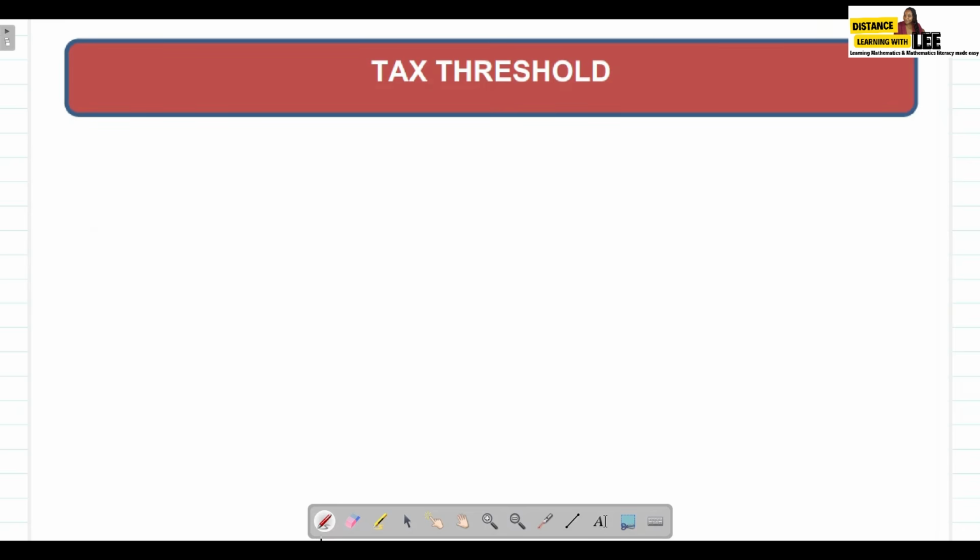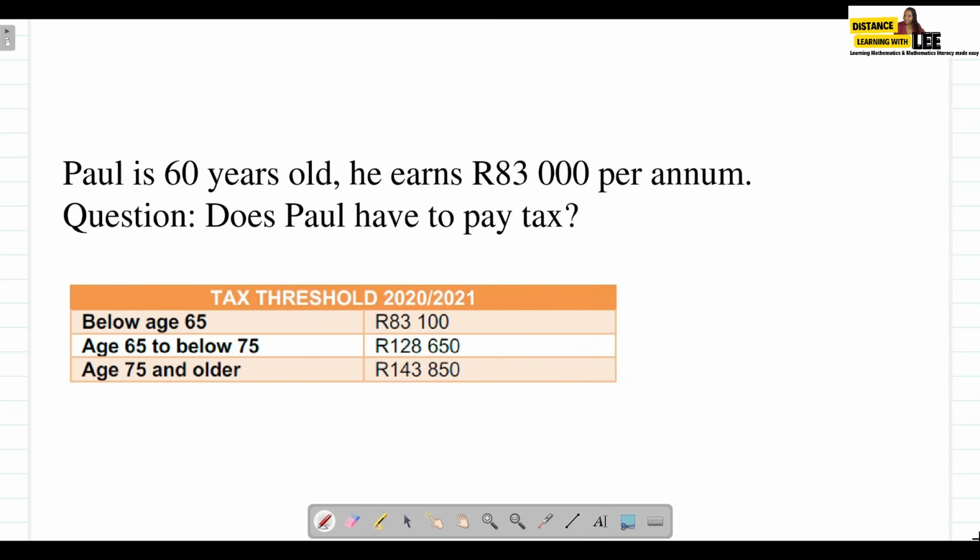Similarly, with your tax threshold, you'll be given an amount. Looking at this particular table that I'm sharing here on the screen, we are given the tax threshold. We are told that if you are below the age of 65, meaning if you are 64 years old, 63 years old, the tax threshold is 83,100. What this means is that if you earn an income that is below this amount, you don't have to pay tax.